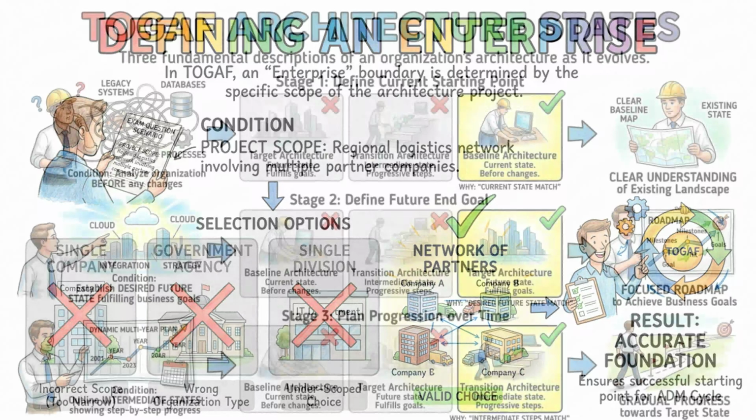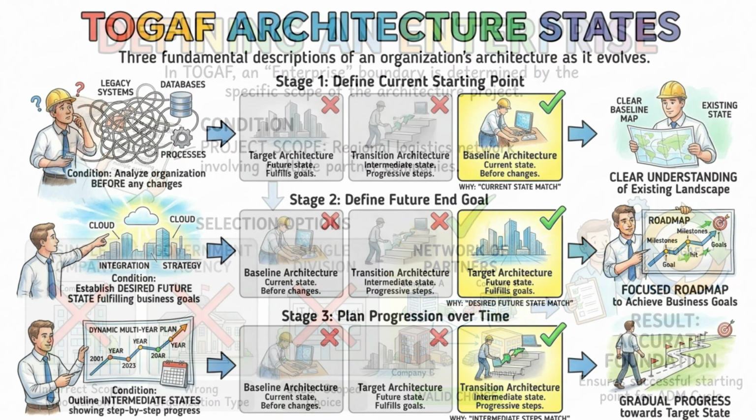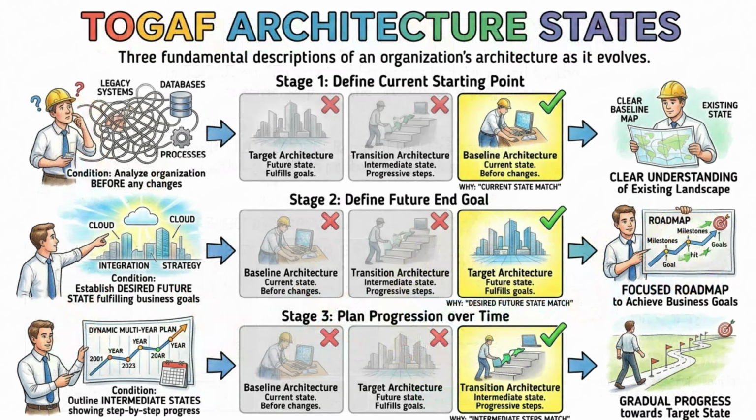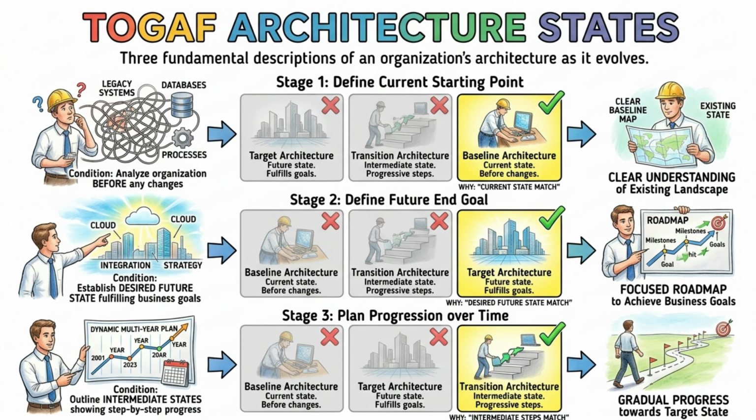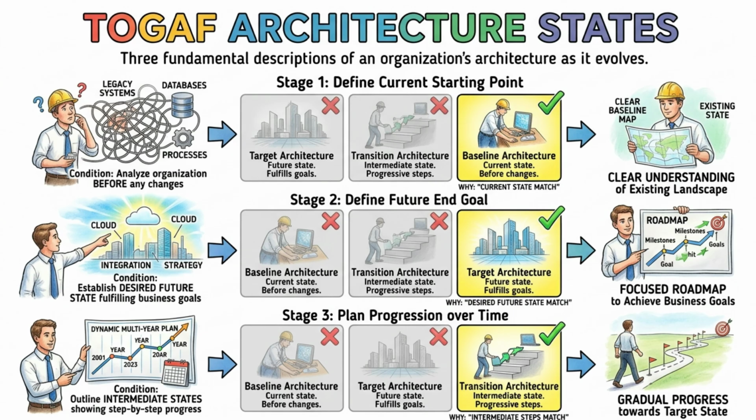Architects must understand three key state descriptions: the baseline architecture, the target architecture, and transition architectures. The baseline architecture represents the current state of the organization before any changes are made. The target architecture represents the desired future state that fulfills the business goals and strategy. Transition architectures are intermediate states that show progress step by step toward the target state over time.